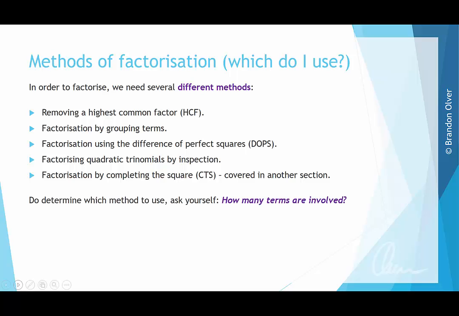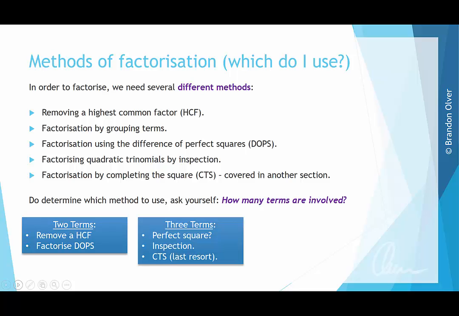But the main question you need to ask yourself in choosing which method to use is how many terms are involved. If there are 2 terms, the first thing you should try is removing a highest common factor. After that, you should try and factorise by dots. If there are 3 terms, you should check to see if it's a perfect square. If you can't find a perfect square, it may be possible to factorise using inspection. And finally, completing the square can be used as a last resort if no other methods have already worked.